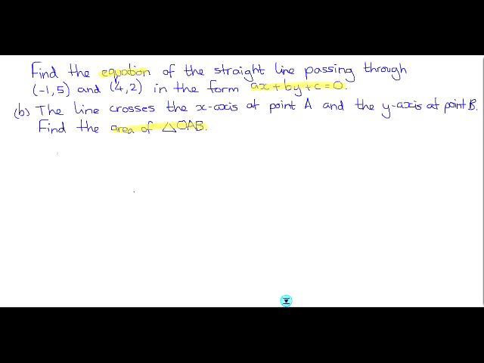So we don't know the gradient, so let's find that. So m is the difference in y, or the change in y, dy by dx, however you call it. Or y2 take away y1, so it's 2 take away 5 over 4 minus 1, which is negative 3/5. So not the nicest number to start off with.